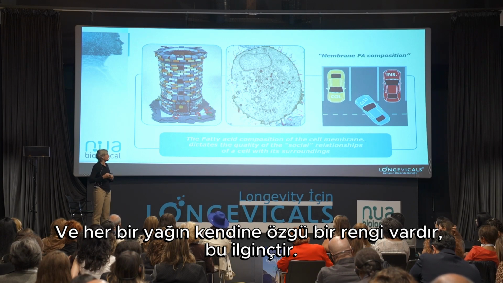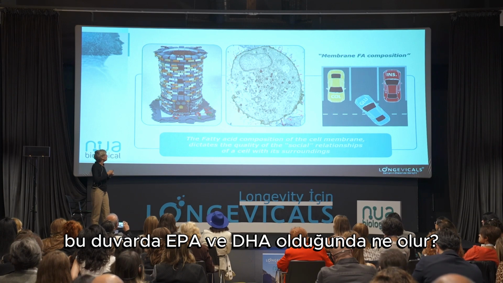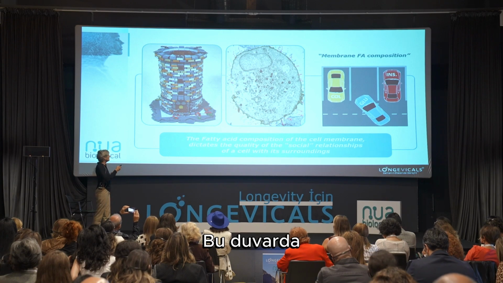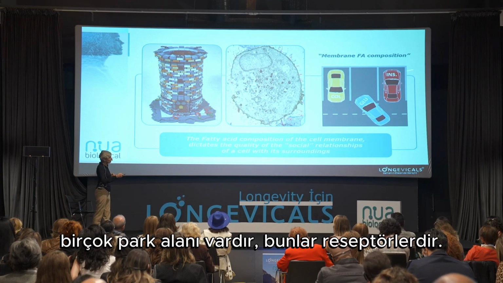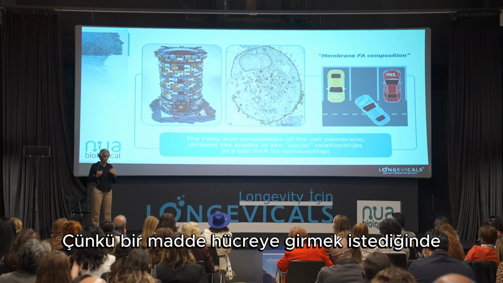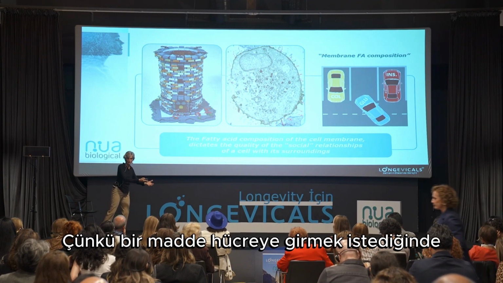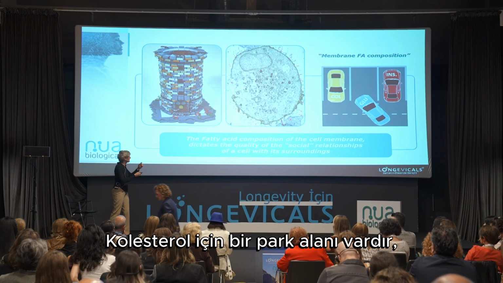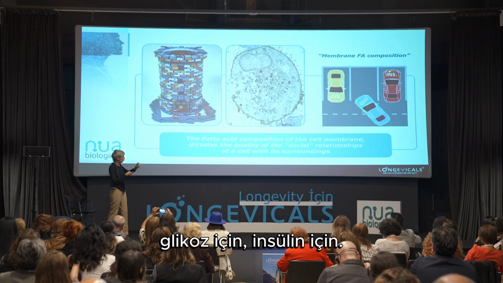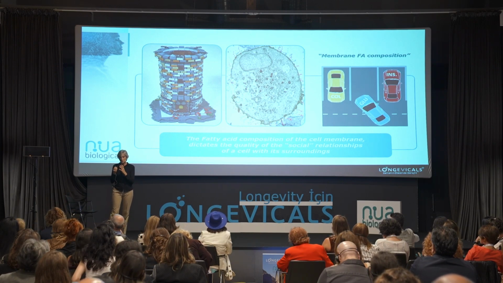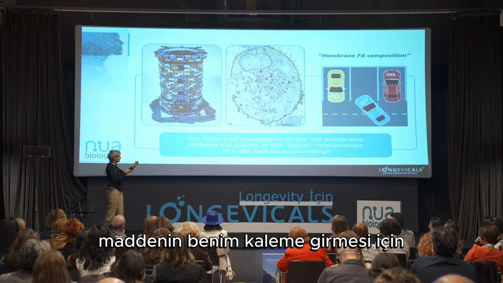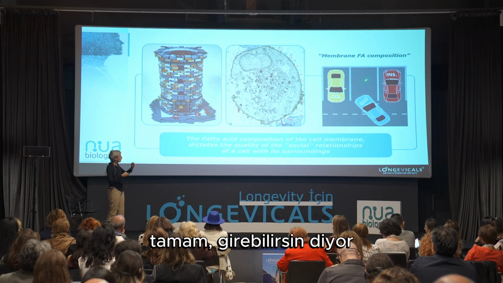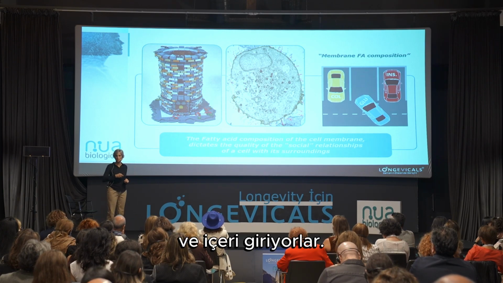So that's interesting. Now, what happens when we have EPA and DHA, especially DHA, in this wall is that in this wall there are lots of parking areas which are receptors. Because when a substance wants to enter the cell, it can't just enter. There has to be a parking slot. There's a parking for cholesterol, for glucose, for insulin. Every single substance that wants to get into my castle needs to first park in the right place. And once the cell recognizes it, it says, okay, you can come in, off you go, and they go inside.